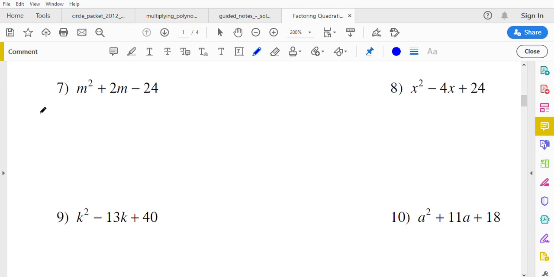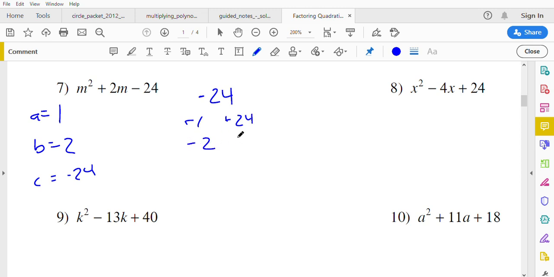Okay? So again, a is equal to 1, b is equal to 2, and c is equal to negative 24. What are my factors of negative 24 that add up to 2? Again, we'll take the ones with the bigger positive numbers. This is positive, so we'll say 1 and negative 24. I'm sorry. Negative 1 and positive 24.